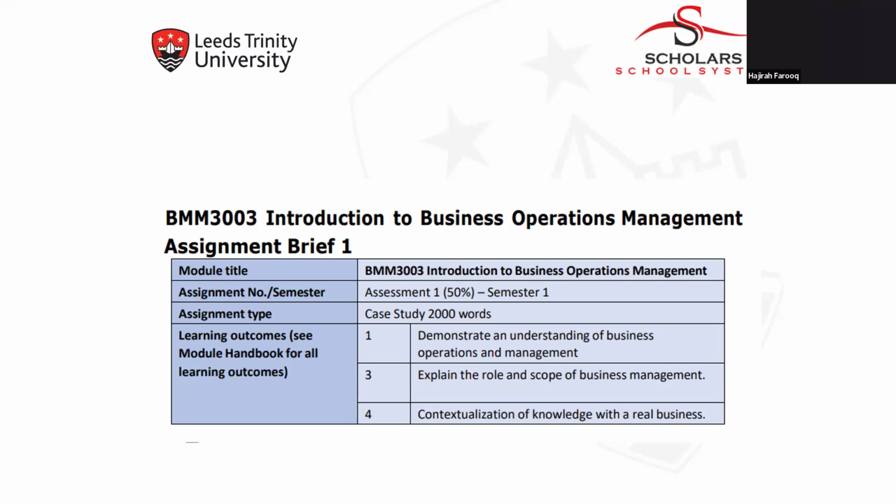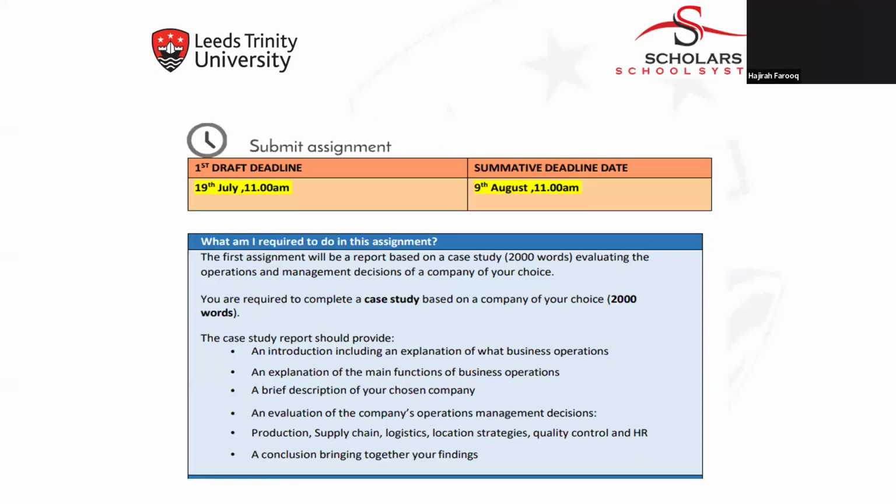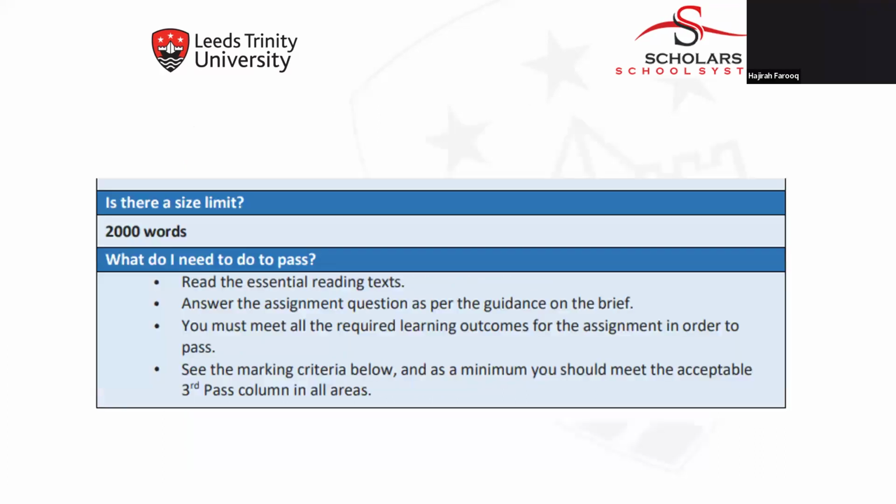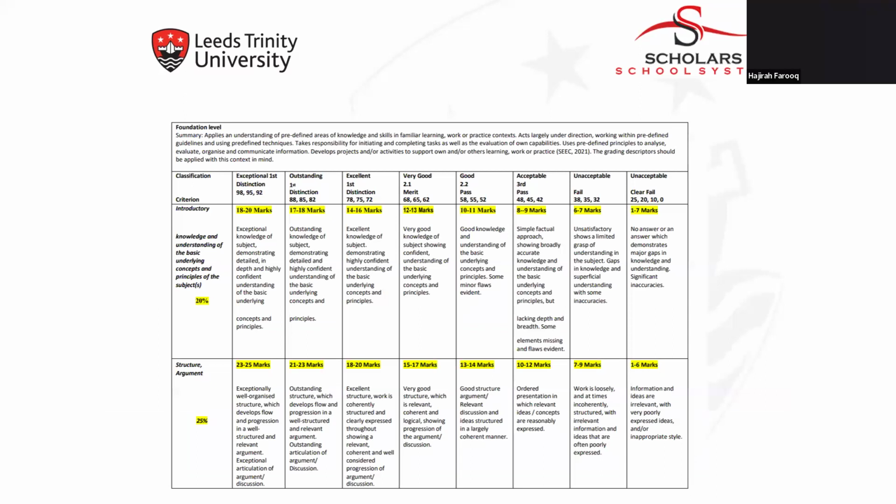In this semester, semester 1, we have a case study of 2,000 words, where we are required to meet the first, third, and fourth learning outcomes, as you can see here. Then we discussed the deadlines, and also the pattern that we are supposed to use for this particular assignment.